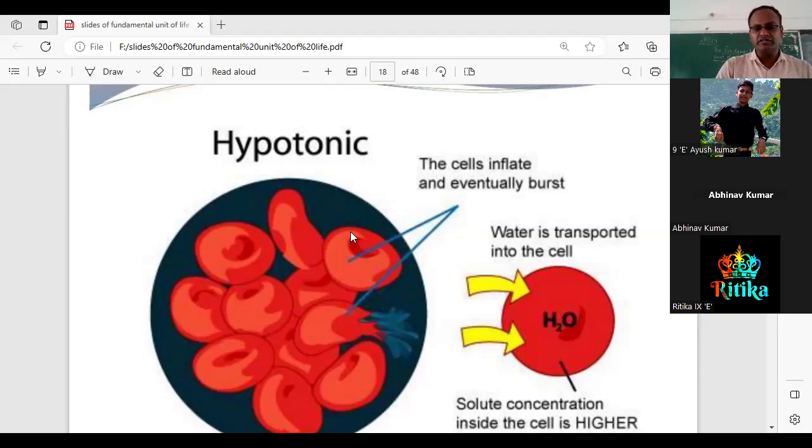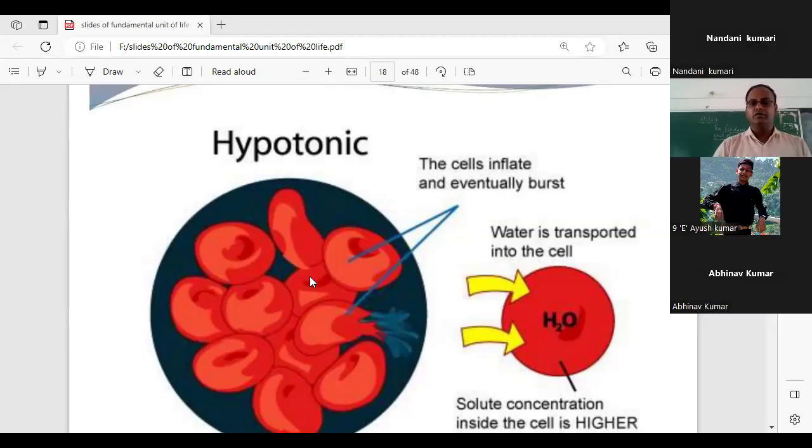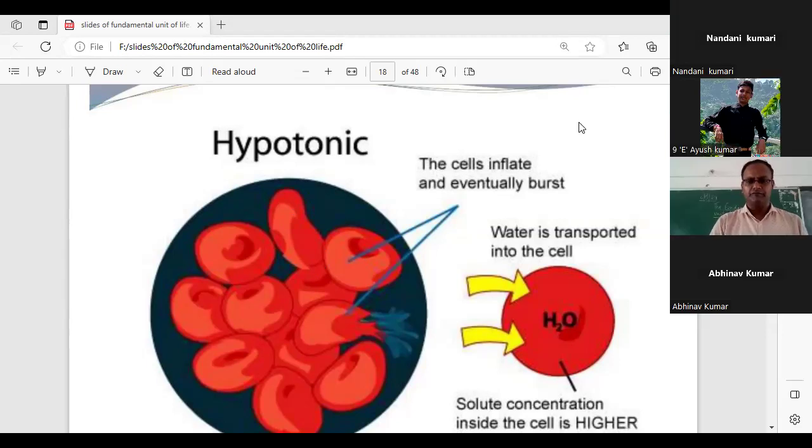Can you tell me, students, whether in this situation endo-osmosis or ex-osmosis is occurring? Anyone? In case of the hypotonic solution. Okay, Nandini, very quickly. Unmute yourself, Nandini. Endo-osmosis. Very good. It is endo-osmosis. I think Ayush, you also have the same answer. Yes, sir, same answer. Both of you are correct.